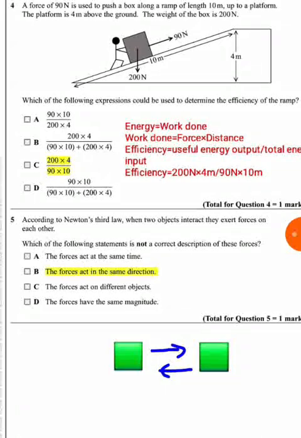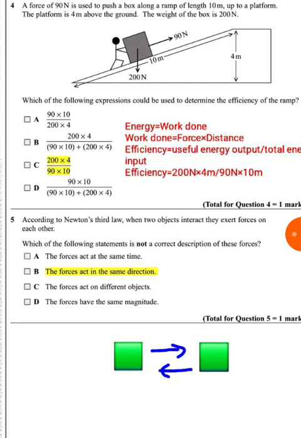Okay, so now let's take a look at the suggestions they have given us. A is the forces act at the same time. Yeah, it's correct, because for example here, when the two squares collide, the forces act at the same time because they are colliding. They are coming at the same speed, from opposite directions. So they collide, and the forces act at the same time.